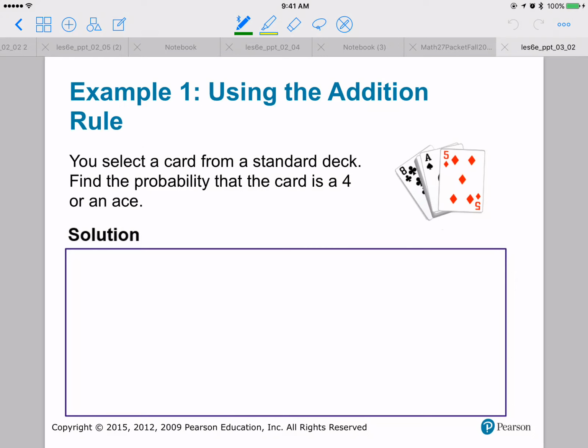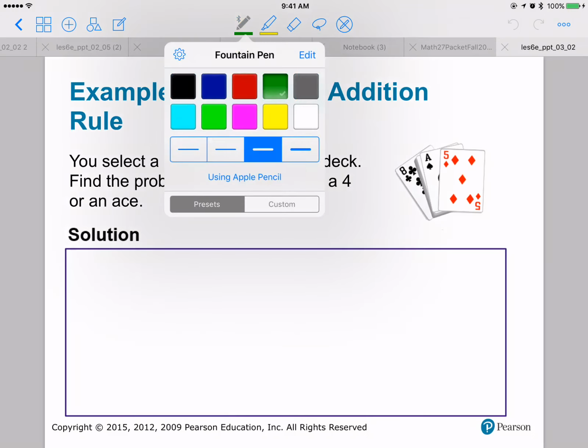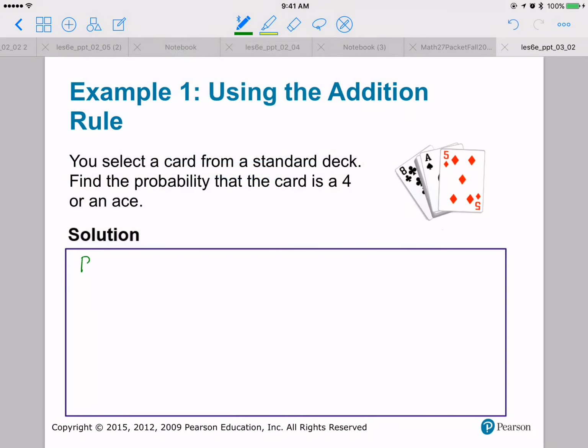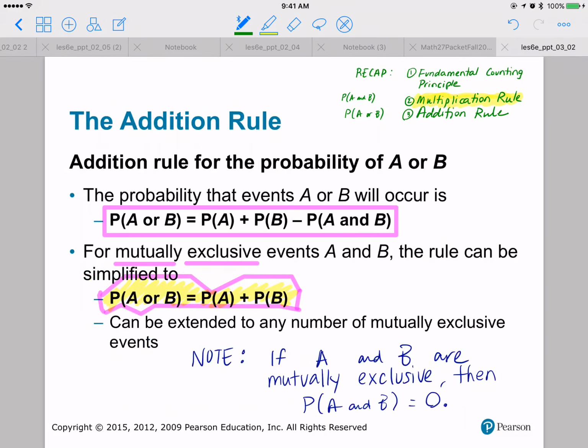So let's do an example here. You select a card from a standard deck of cards. Find the probability that the card is a 4 or an ace. So here's what we want to do. We want to find the probability that it is 4 or an ace. Okay, so we're in a situation where we are trying to compute the probability of A or B.